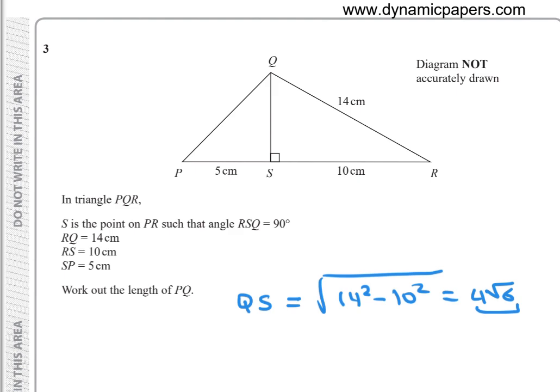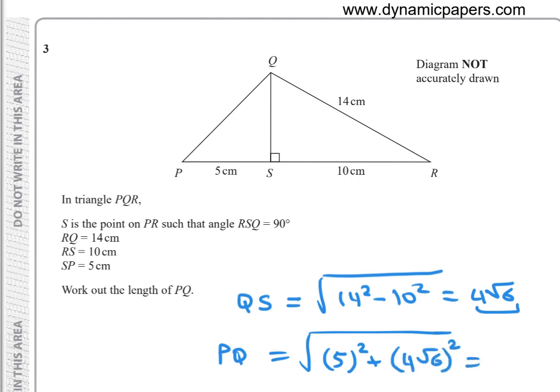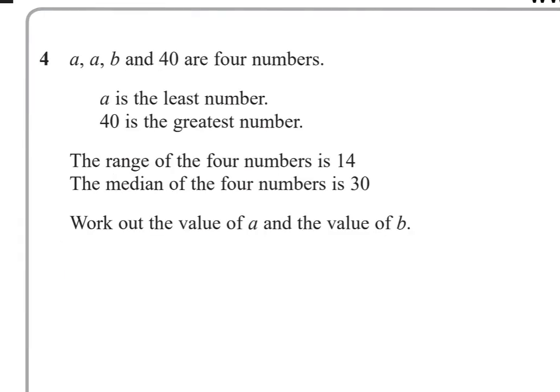Now we need to find PQ. From triangle BSQ, we can find PQ equals square root of BS squared plus SQ squared. BS squared, so 5 squared, plus QS squared, so 4 root 6 all squared, equals 11, so 11 centimeters.